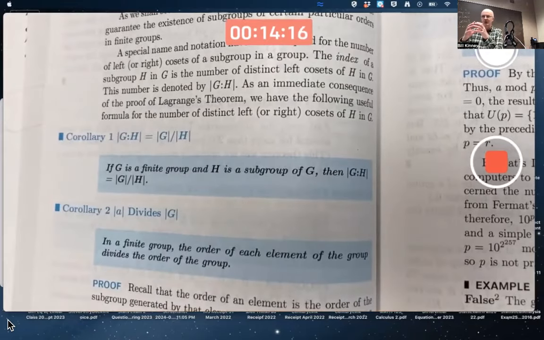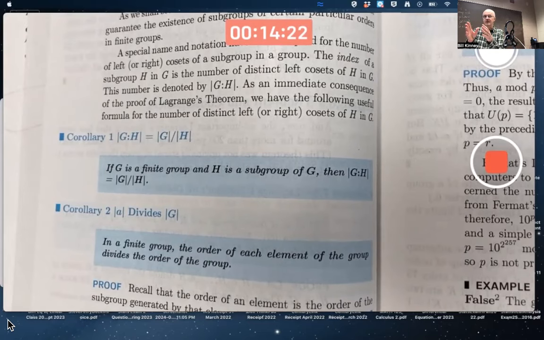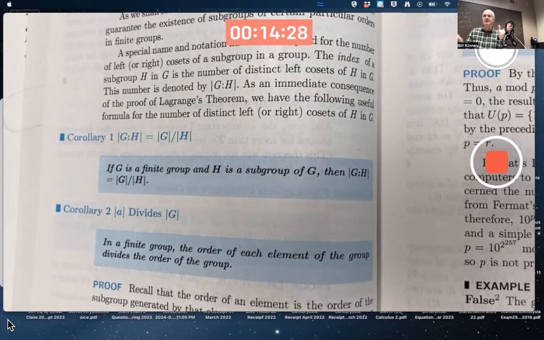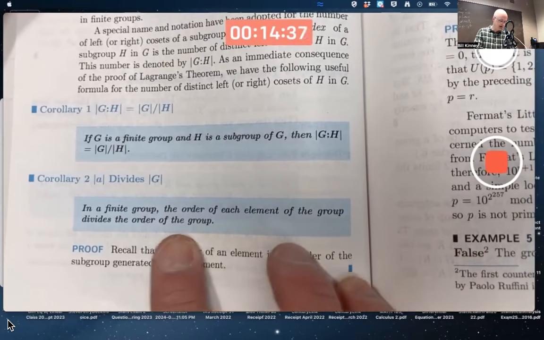If each coset has 5 elements, and by the way, the cosets would have the same number of elements. That's part of the proof too of Lagrange's theorem. And there are 10 of them, you got 50 elements total, the entire group. So it's actually pretty intuitive when you think about examples. Next corollary. In a finite group, the order of each element of the group divides the order of the group.